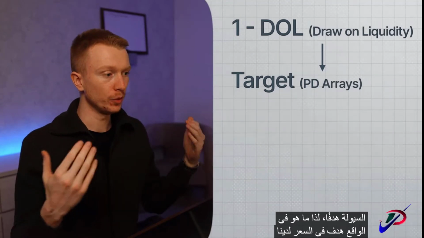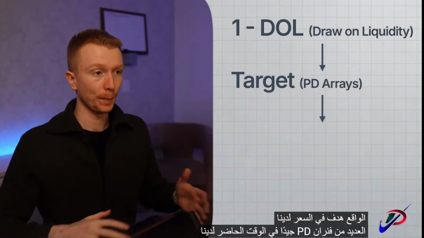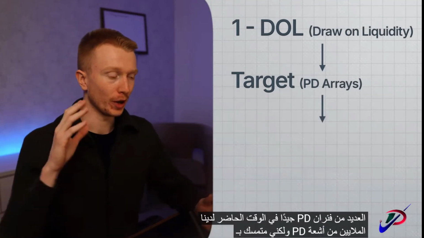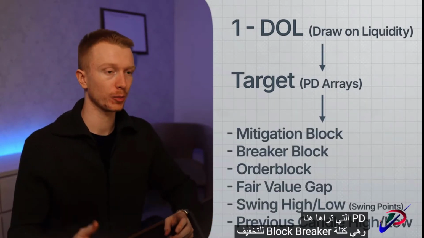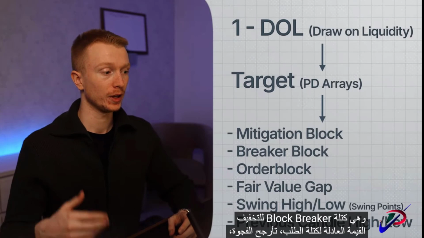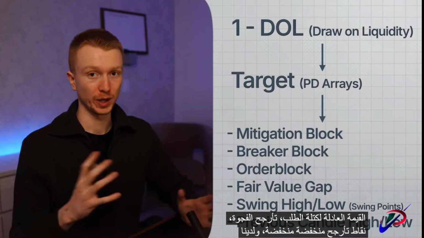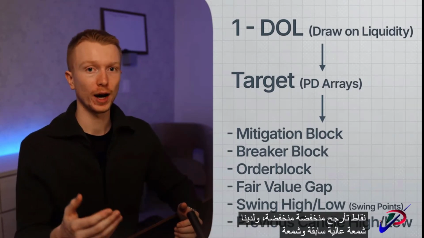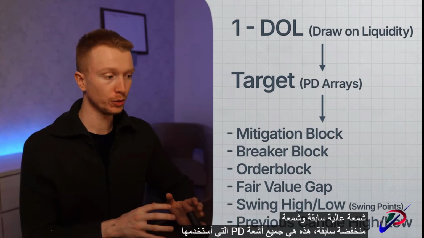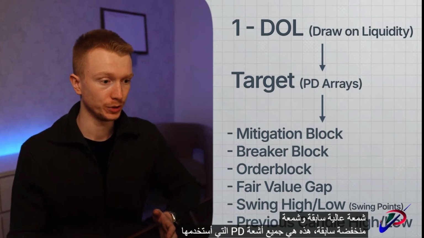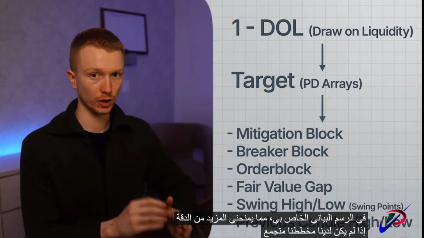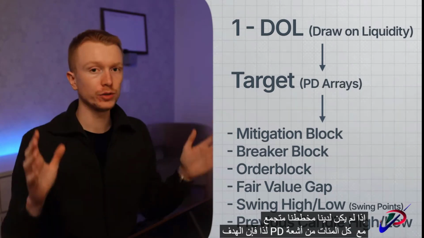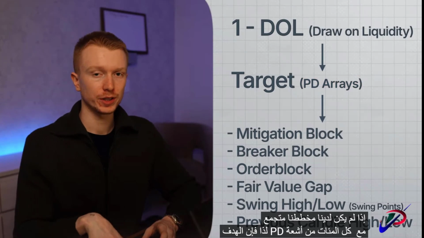In price, we have multiple PD arrays. Well, nowadays we have millions of PD arrays, but I'm sticking to these PD arrays that you see right here, which is mitigation block, breaker block, order block, fair value gap, swing high, swing low, swing points, and we have previous candle high and previous candle low. Those are all the PD arrays that I use in my chart. Gives me a lot more accuracy if we don't have our chart cluttered with hundreds of PD arrays. So a target is a PD array.